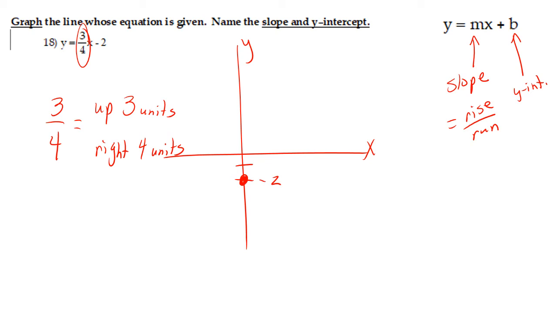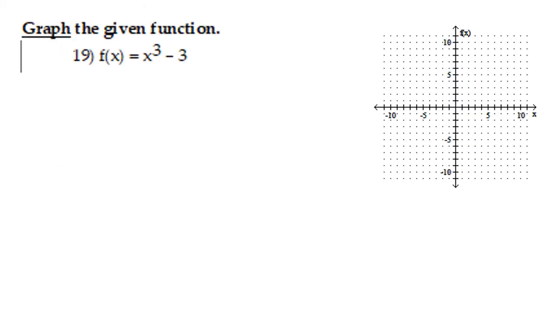So I'm going to count up 1, 2, 3, and it puts me right here. Then I'm going to count over 1, 2, 3, 4, and it will put my second point right there. And I just sketch the line. That's one of the quickest ways to graph a linear equation.